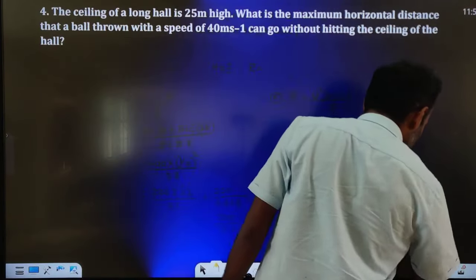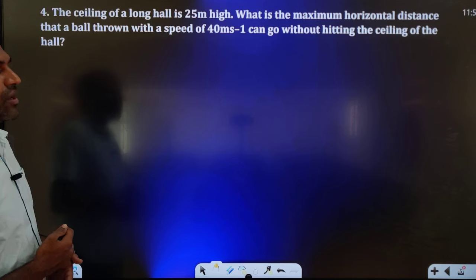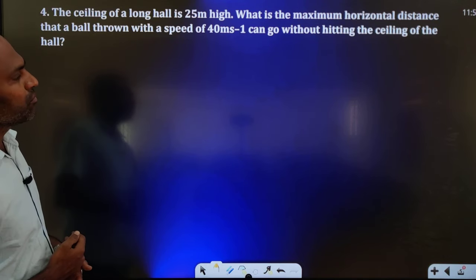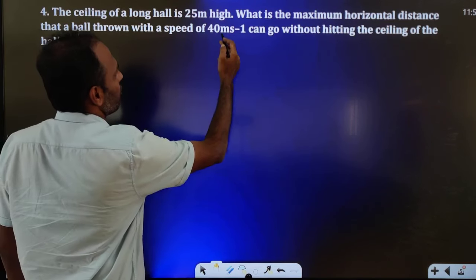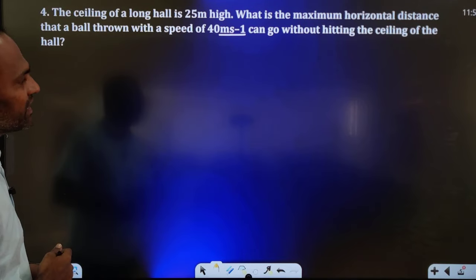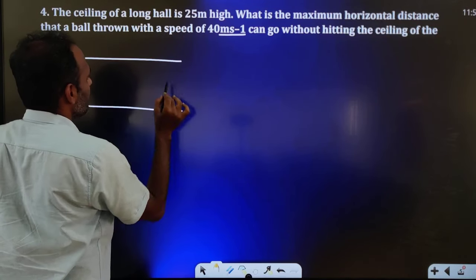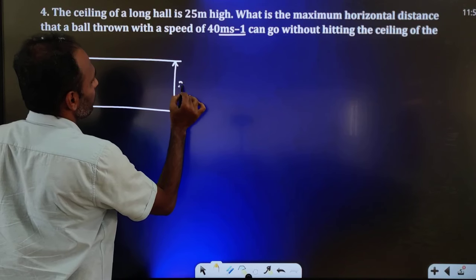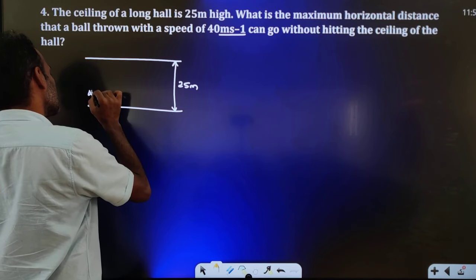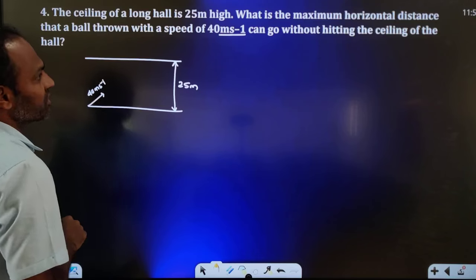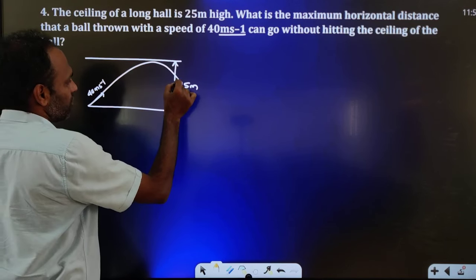Next, we'll go for one more question. This is the last question. The ceiling of a long hall is 25 meter high. What is the maximum horizontal distance that a ball thrown with a speed of 40 meter per second can go without hitting the ceiling of the hall? The height of the hall is 25 meters, and the ball has been projected with a speed of 40 meter per second. The ball will go without hitting the ceiling.